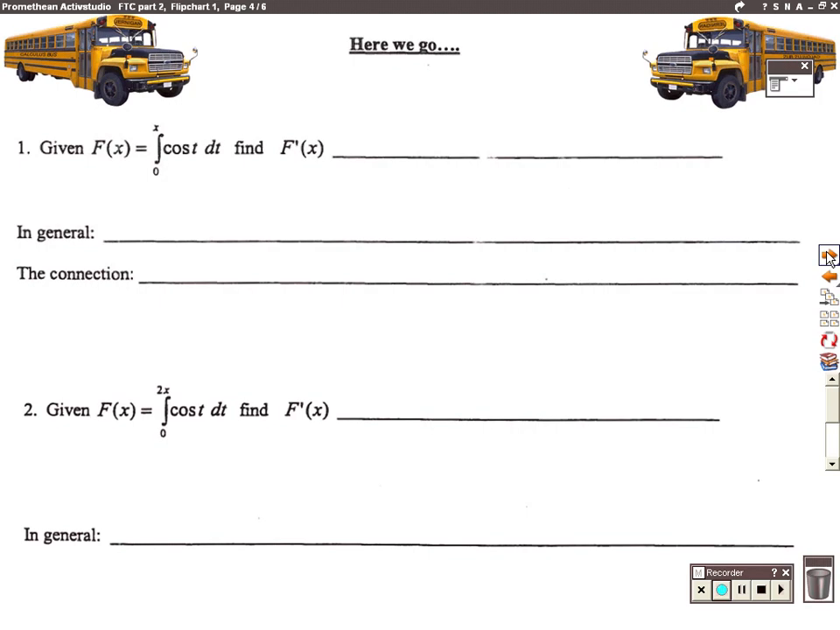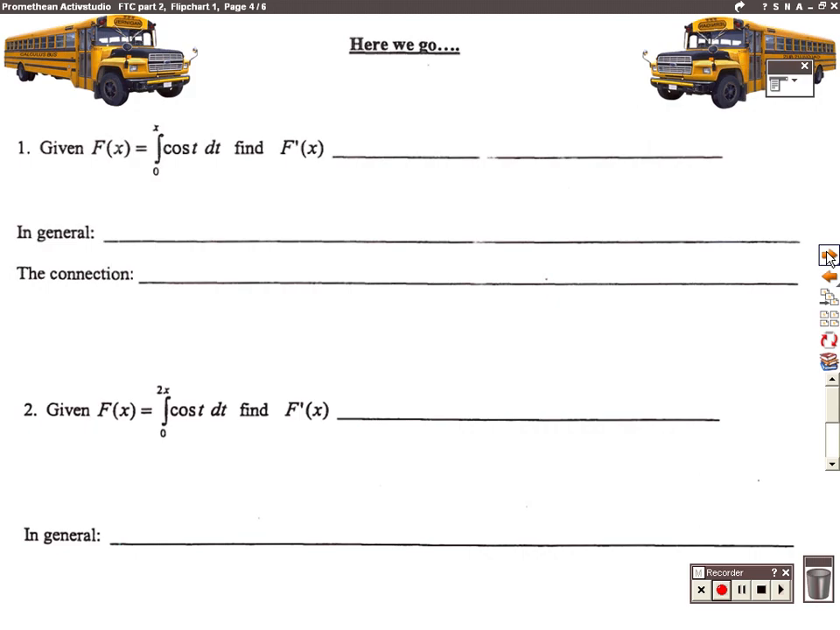Here we go. Fundamental Theorem of Calculus Part 2. It's going to be kind of a duh thing when you see it, because all it does is take me from derivative to integral, integral to derivative. It's that connection between the derivative and the integral. So let's take a look at what we have here.